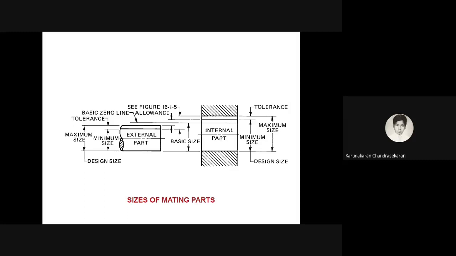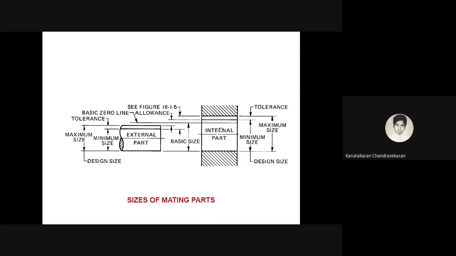The next, different sizes of mating parts. Suppose you have a PCB board internal hole, we used to call it via in case of PCB board. In case of production or mechanical, this comes as a hole, directly we call it part hole.